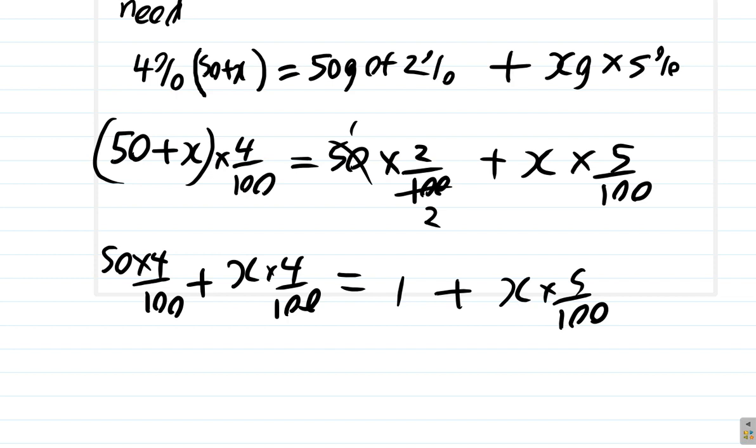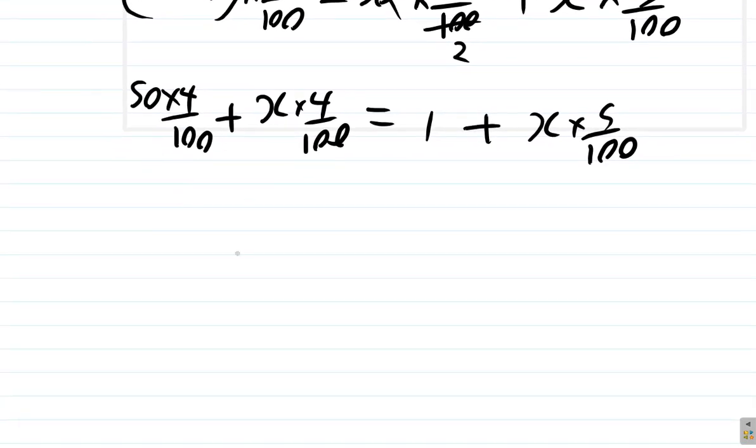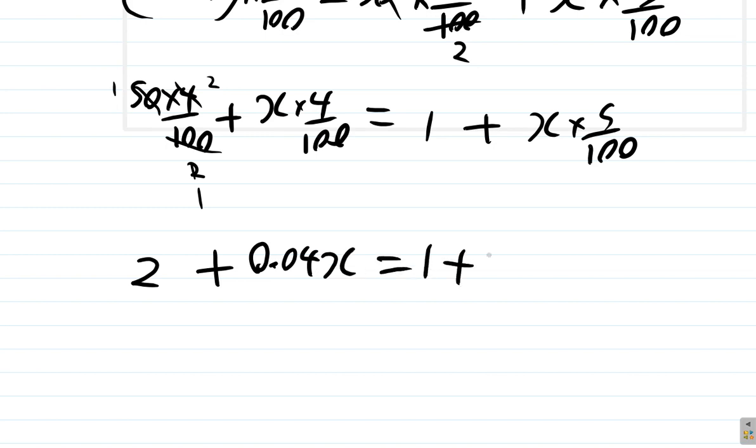Now, here, we simplify and write our fractions as decimals. Now, 50 into 50 is 1 time, 50 into 100 is 2. 2 into 2, 1, 2 into 4, 2. So this comes down to 2, plus 4 out of 100 as a decimal is going to be 0.04. So this is 0.04x equals 1 plus, and this is going to be 0.05x. All right?